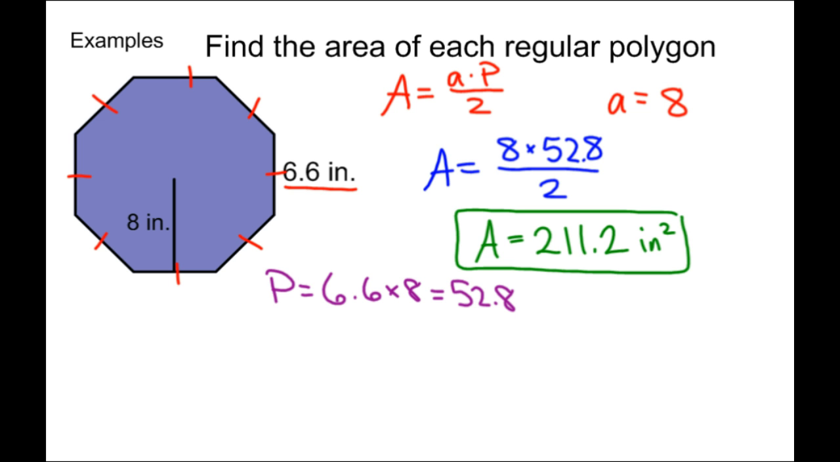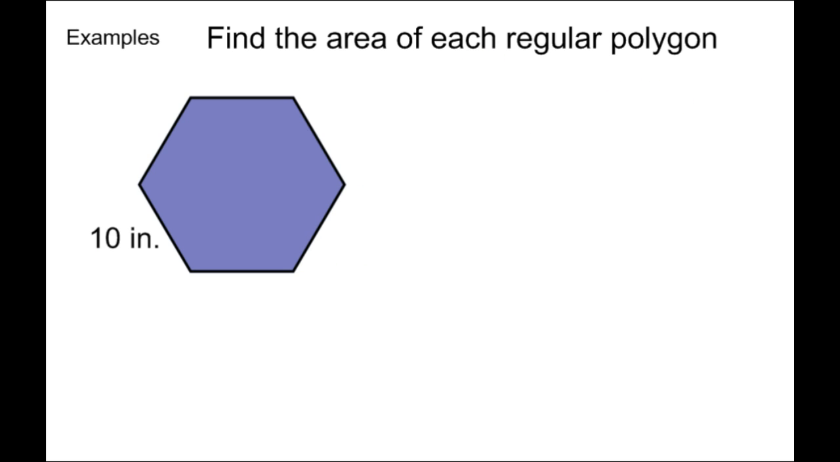Let's go on to the next one, without being given the apothem directly or maybe not given a side length. In this one, we are given the side length, but we're not given the apothem. The first thing I always like to do is get the easy part out of the way and find my perimeter. Our perimeter is going to equal that 10 times the number of sides, and we have 6 sides in this shape. So it's 10 times 6, which equals 60 inches.